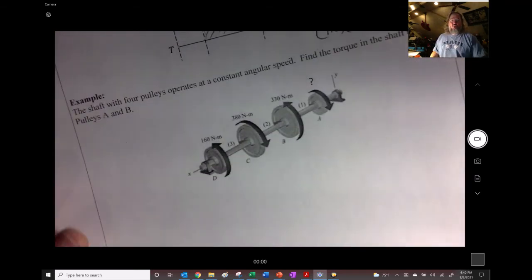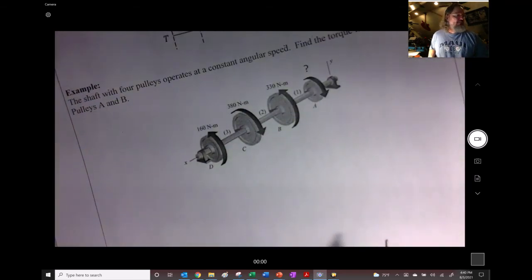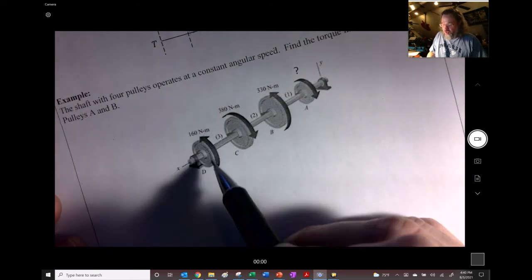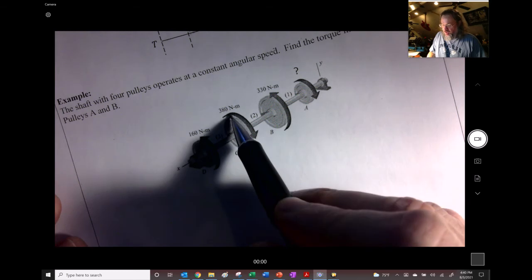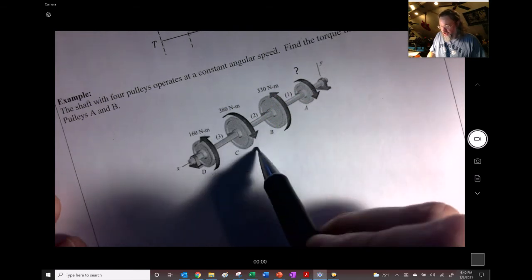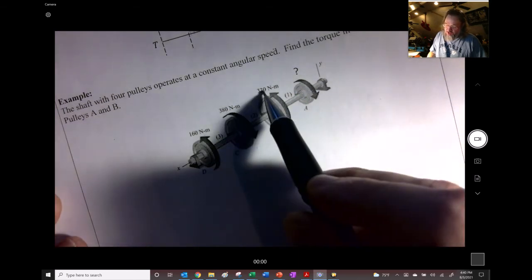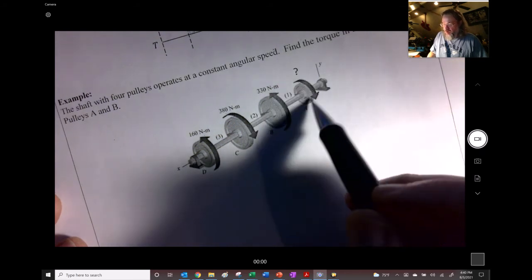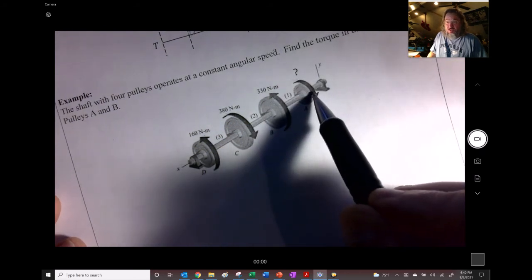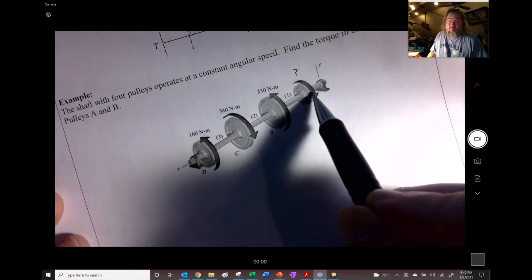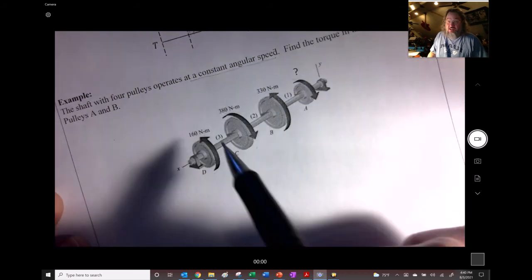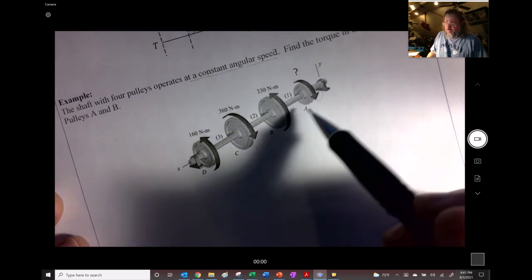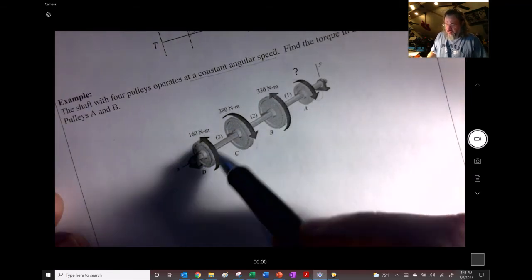So if we take a more complicated scenario going on right here, where we have 160 Newton meters going that direction, 380 Newton meters going this direction, 330 Newton meters going this direction. What is the torque on this other piece right here to have equilibrium? If the thing is going at a constant angular speed, it has to be in equilibrium. And we don't even know for sure that that arrow is correct, even though I think I took this from a problem where it was.